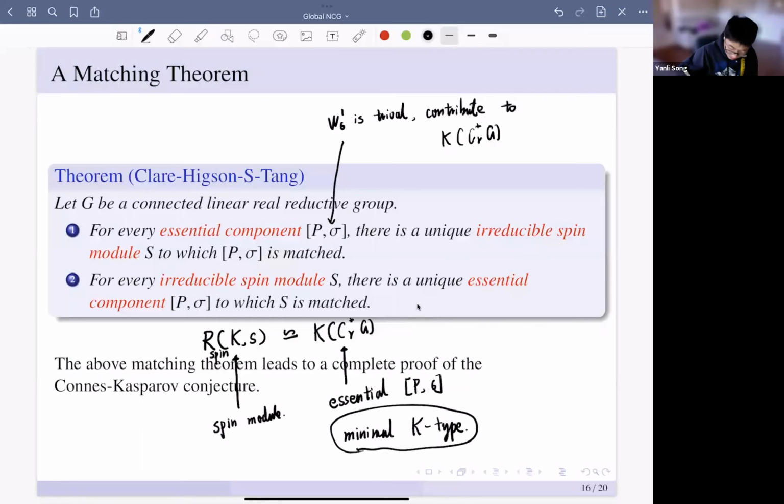And this matching theorem will help us to complete the proof of the Connes-Kasparov theorem, using the strategy of Wassermann, which is to analyze the structure of the group C*-algebra of G. Okay, so my last few slides will just give you one example of SL2R, to explain in an example what's going on here.